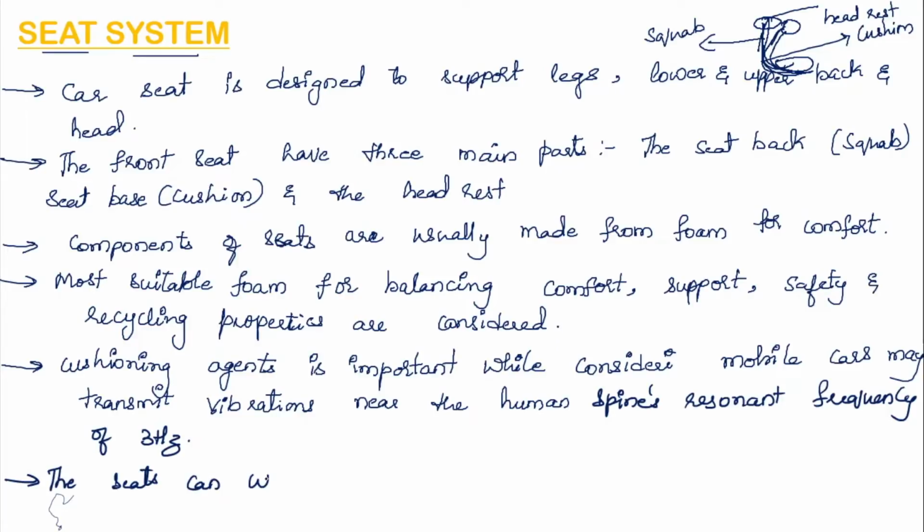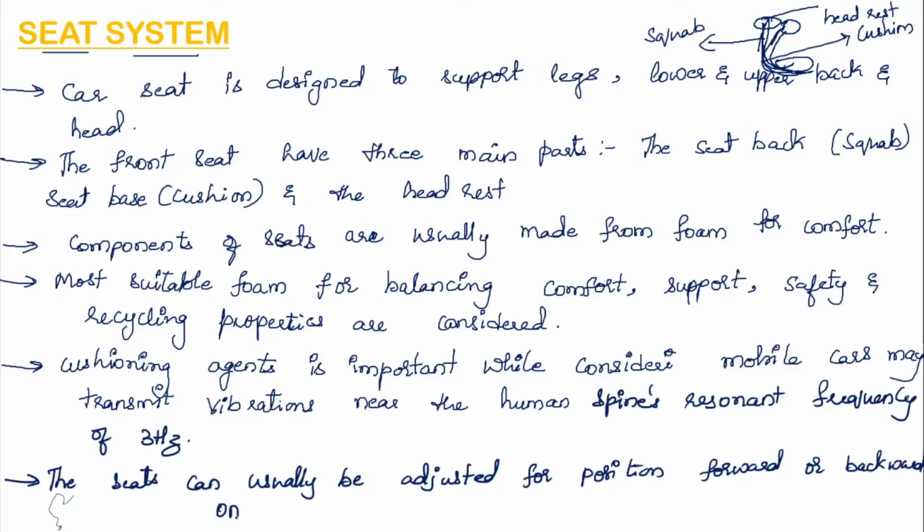The seats can usually be adjusted for position, forward or backward on metal railings, and may move up and down to adjust to different body types.